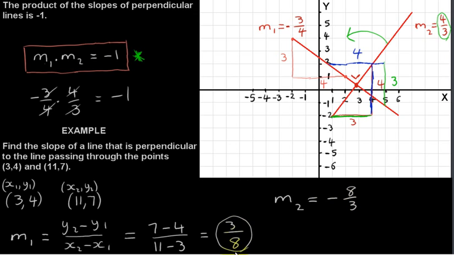So we turn this number upside down and change the sign. That way, when we multiply M1 by M2, we will get minus 1. Let's see. If we take 3/8 and multiply by minus 8/3, everything cancels and we're left with minus 1. So minus 8/3 is our answer.